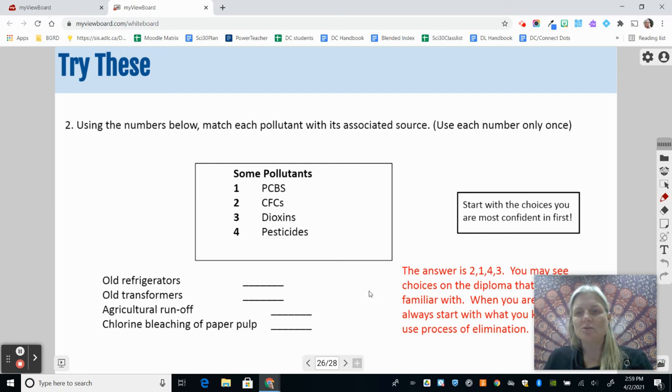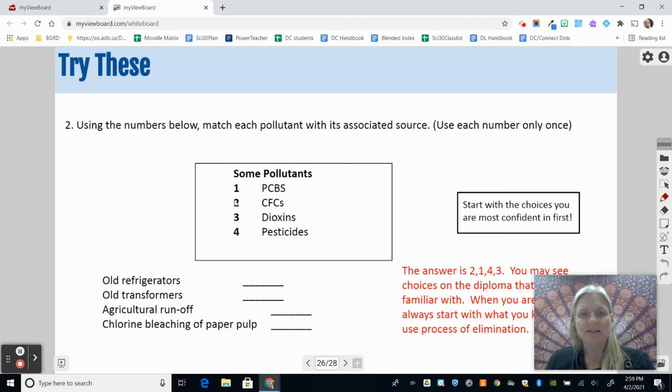So yeah, give these a go. Now, this is a question from an old diploma exam, and one hint is to start with what you know for sure or what you remember, and then you might be able to find the ones that are missing. There are some pollutants here, and then their associated sources. Where are they coming from? So see what you can remember.